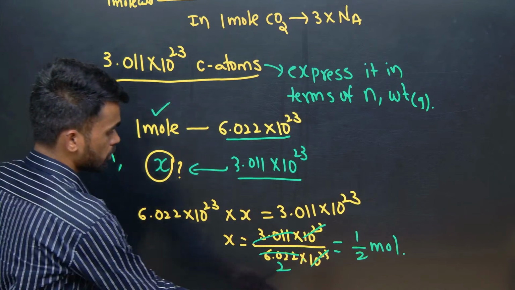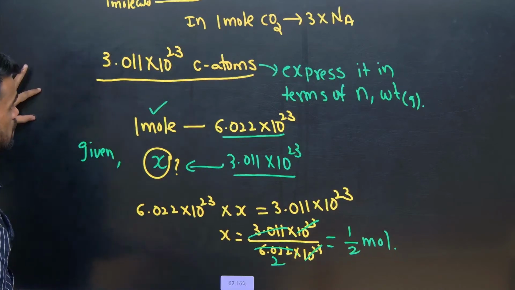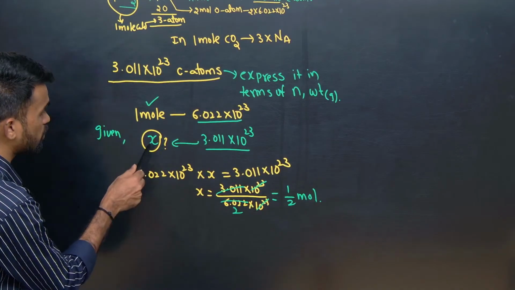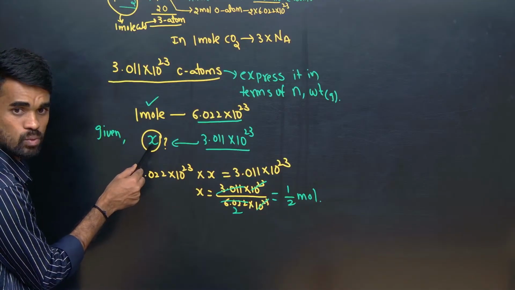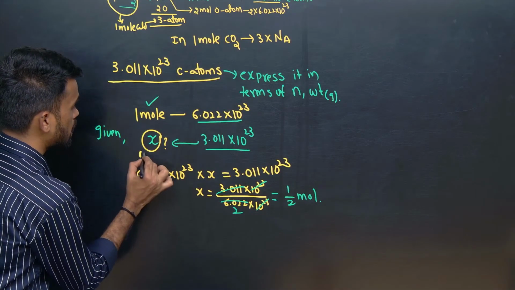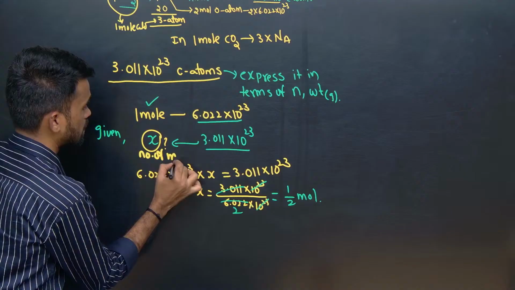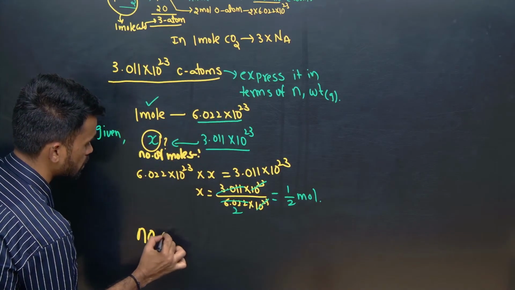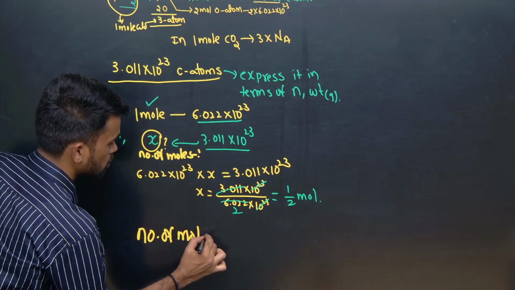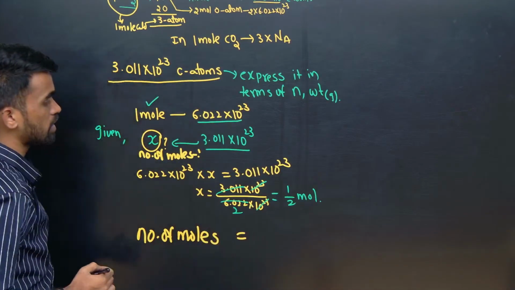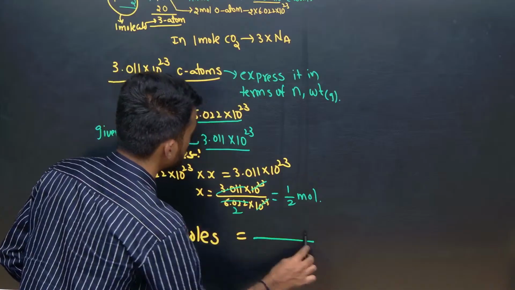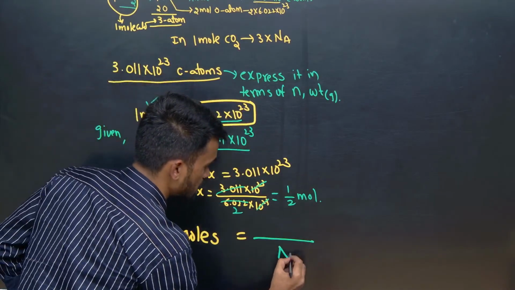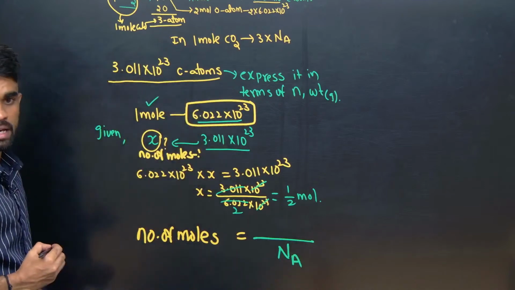So now what you need to understand here, in order to find number of moles, we got a formula here. What is X here? X is representing the number of moles in this question. So number of moles equals what we got? We have divided by one number. What is this number called? Just write Avogadro number in the denominator.